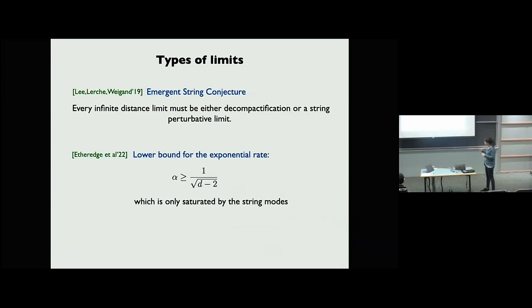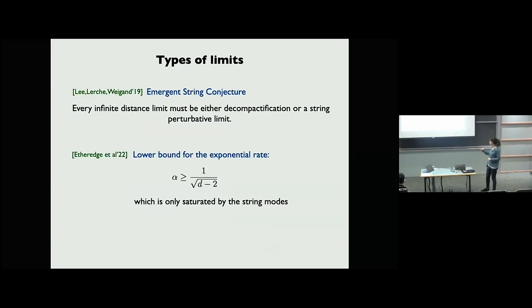Now, if you also take that these are the only two possibilities, you could also aim to give a lower bound for the exponential rate, which is interesting for phenomenology, because if you give a lower bound on the rate, you are giving an upper bound on the field range. So you can use it to constrain in a more precise way models of inflation and so on.